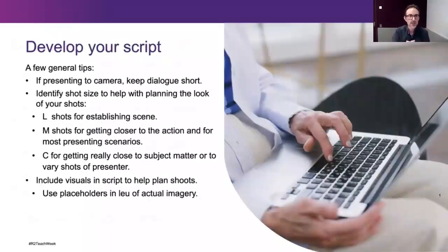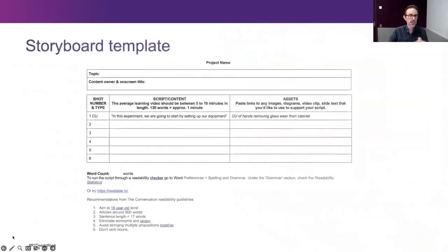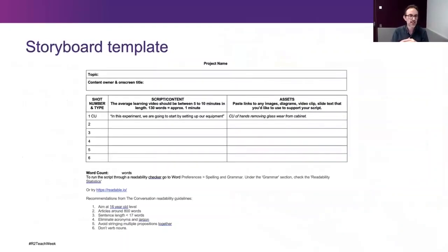So as I said, if you're going to be having someone presenting to camera, try and make the dialogue fairly short. And in the script or the storyboard, what we also get people to do is indicate the kind of shot that you're actually going to be producing. This is really handy in planning because there's literally a column on the left that says shot type and number, and that allows you to give that particular shot a number, but also give that shot what we call a shot type. And this is the kind of shot that you're actually creating.